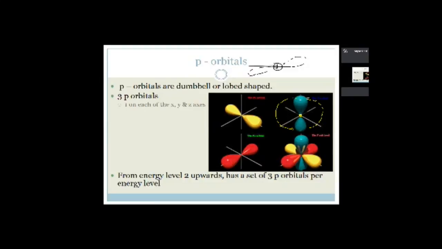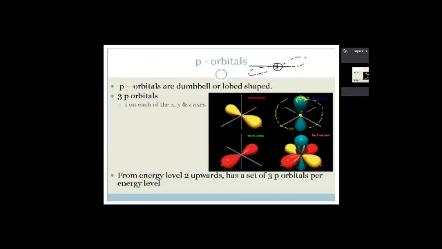And I will talk to you about the 3P in a minute. Let's just talk about this P. This is going up, coming out of the page to the top, and this is the bottom, right? The reason this orbital is a dumbbell or lobe shape is that the electrons are most likely to be found out here and very unlikely to be found in this little bit over here. But it doesn't mean that you're not going to get an electron that does this.